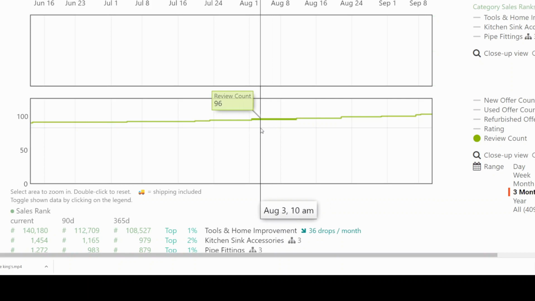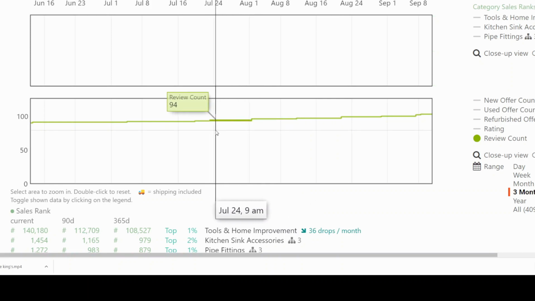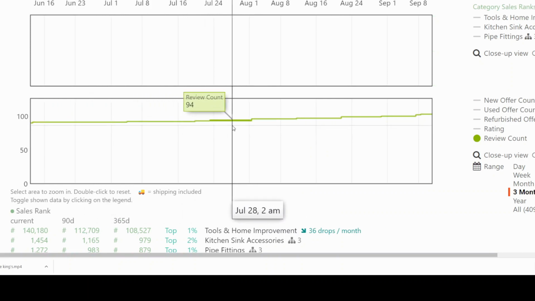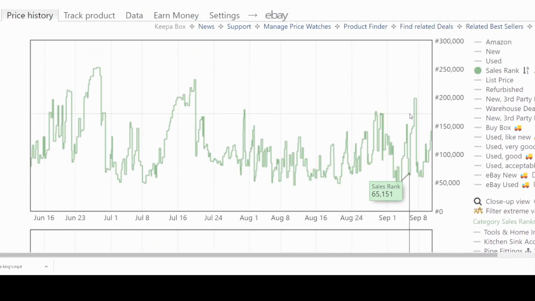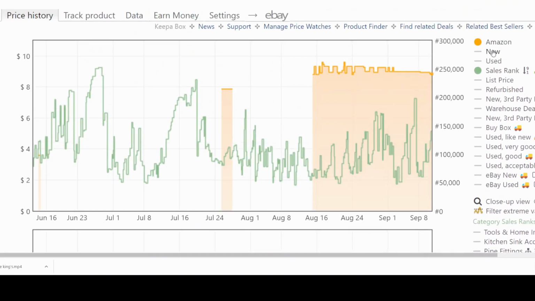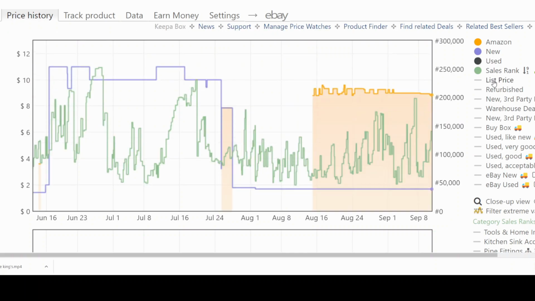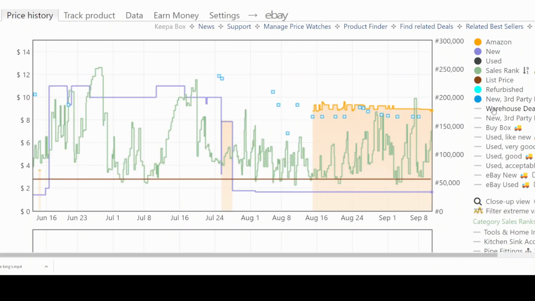And you can use that to be able to see if an item is selling or not. If there isn't a review count, or if the reviews stop going up, then that item might not be selling anymore. And that is it. That's pretty much everything that you need to look at to be able to read a Keepa graph.